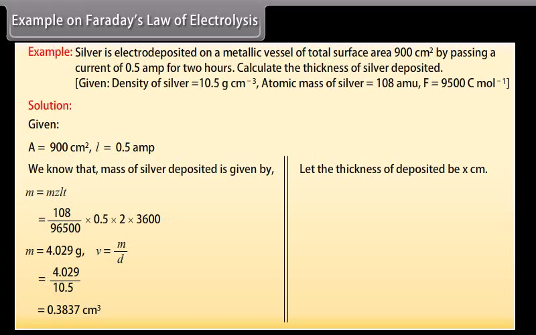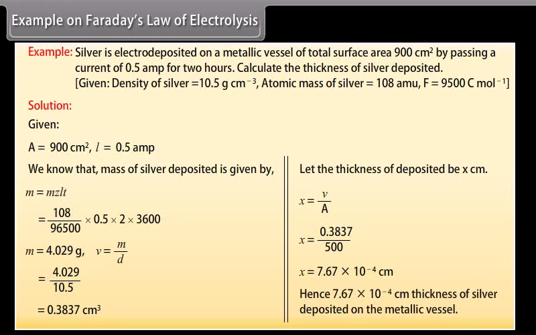Let the thickness of deposited silver be X centimeter. We know that X is equal to V upon A. By putting the values, we get X is equal to 7.67 into 10 raised to the power minus 4 centimeter. Hence, 7.67 into 10 raised to the power minus 4 centimeter thickness of silver is deposited on the metallic vessel.